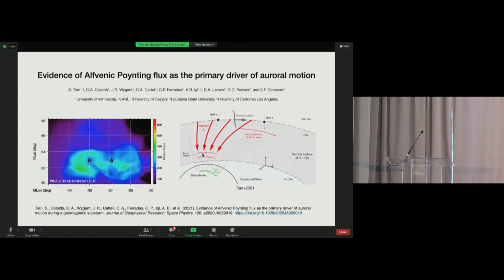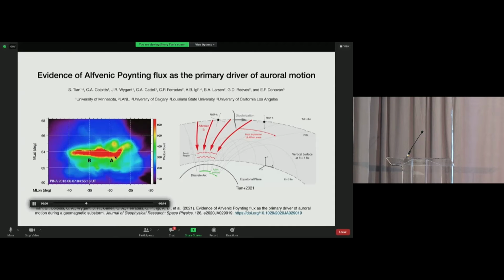So let me try to play the movie. Can you guys see the movie playing? Yes. Okay, good. So there are probably some lags, but I'll play the movie again.